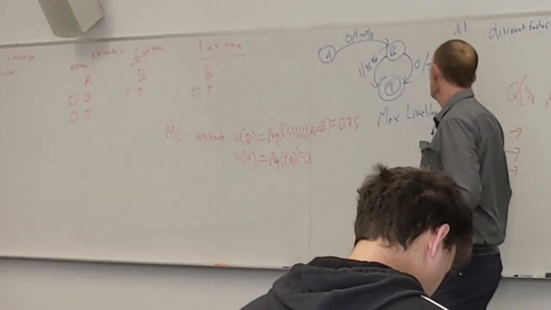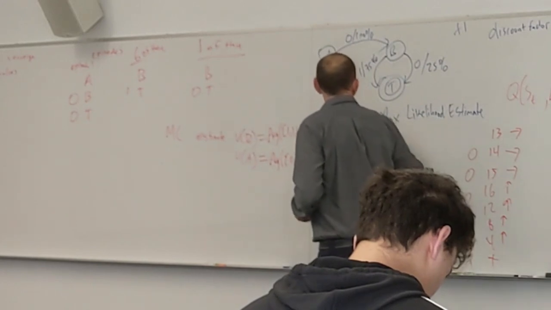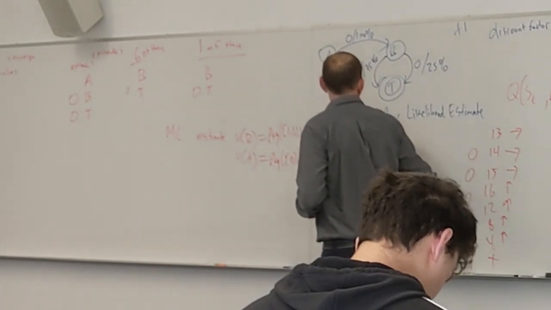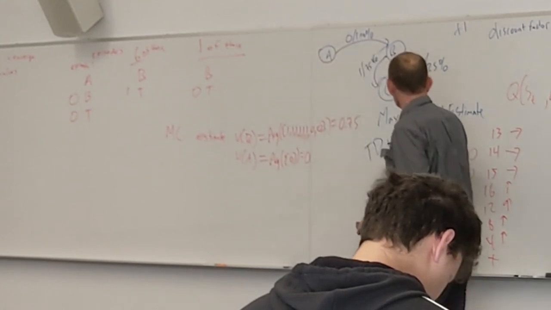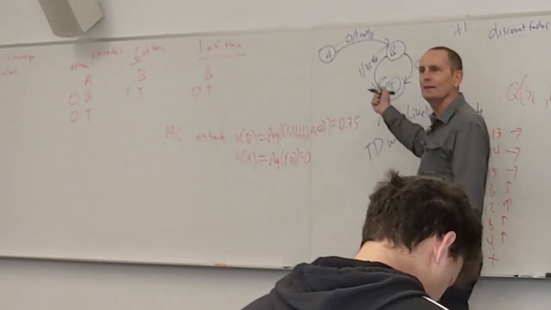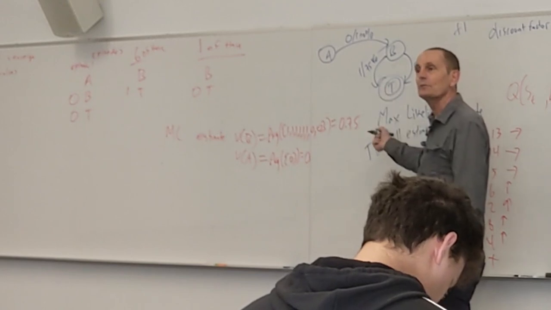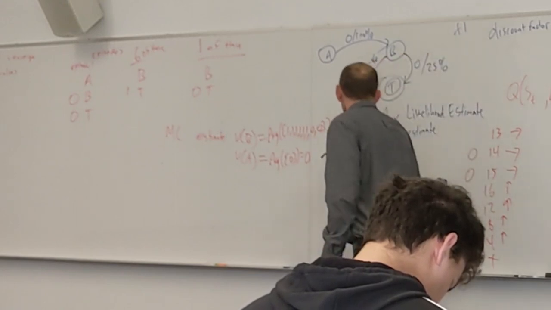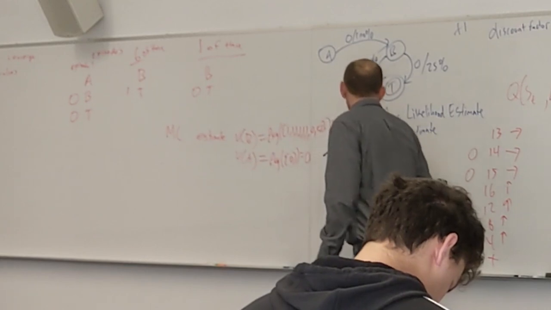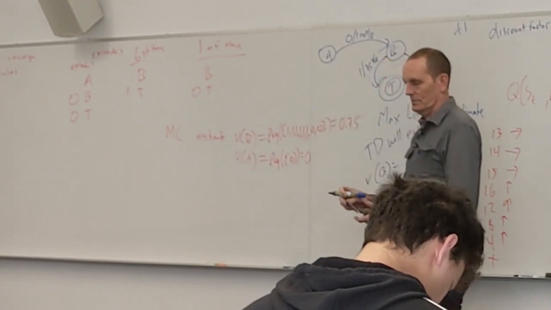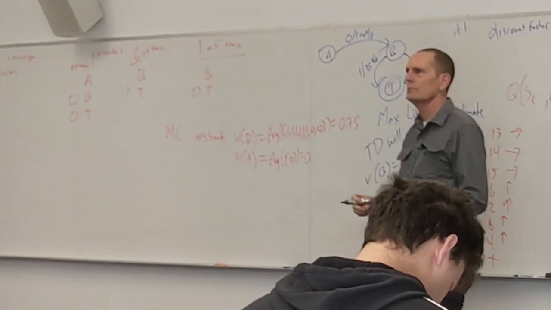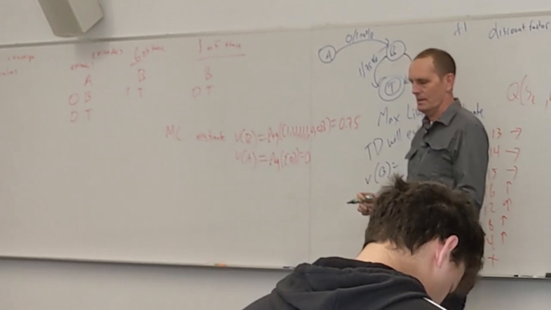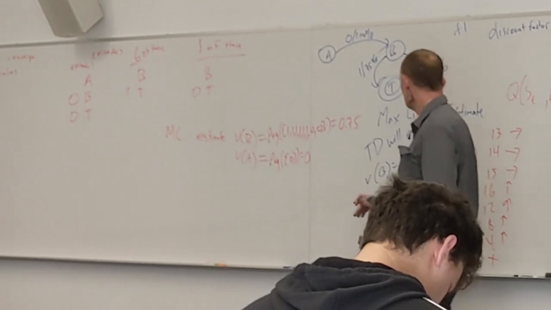Yes. This is what TD will estimate. Now, what did I mean, this will estimate? TD does not estimate an MDP. TD estimates values. So what is the value of B? I'm not skipping you, Matt. You're not here, right? All right, Dave. What's the value of B?